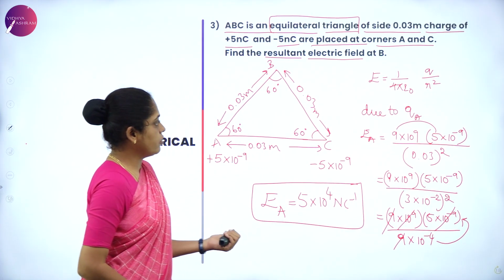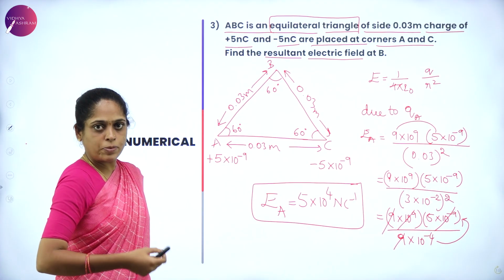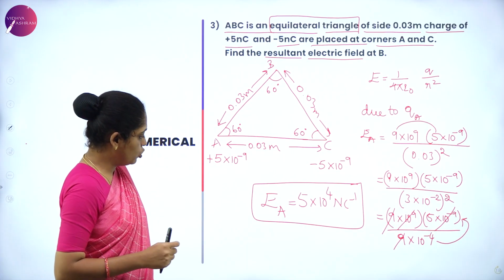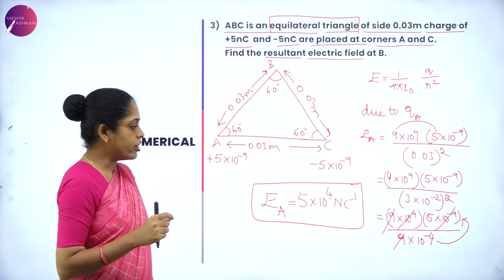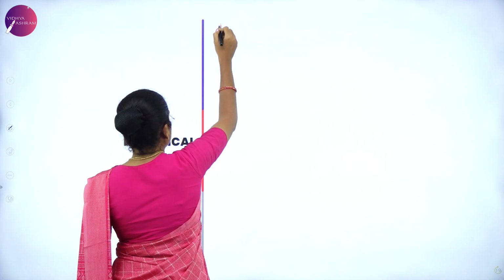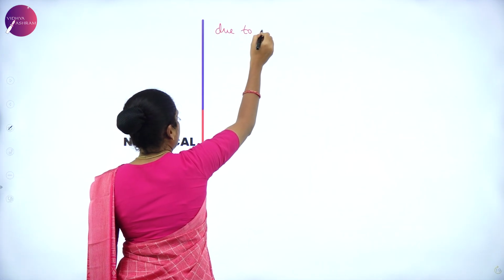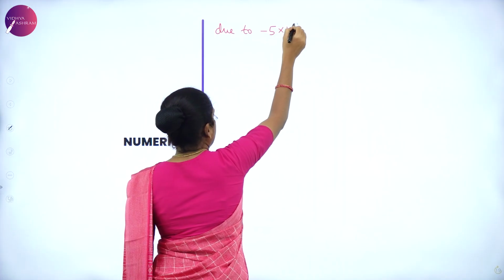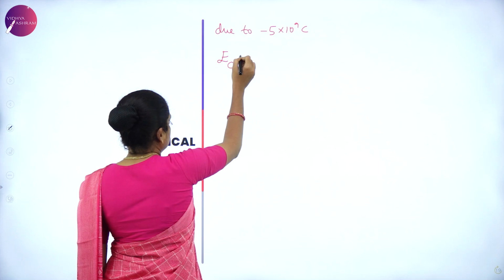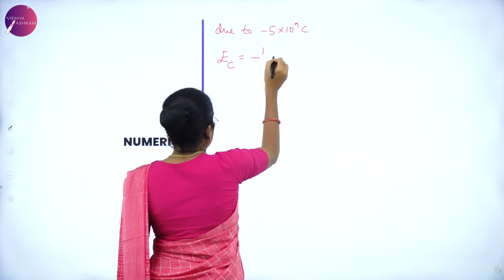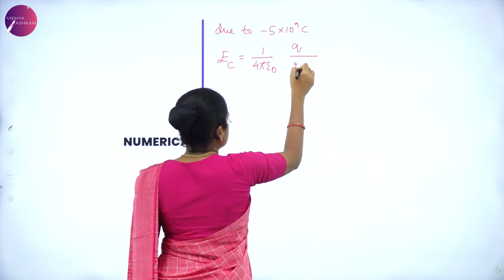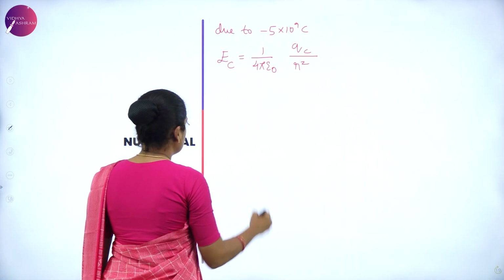Yes, this is the electric field due to the charge placed at corner A. In the same way, you need to find the electric field due to the charge placed at corner C. Yes, let us find it. Due to minus 5 into 10 power minus 9 coulomb, the electric field due to the charge placed at C is 1 by 4 pi epsilon naught Q by R square. The charge is at C.